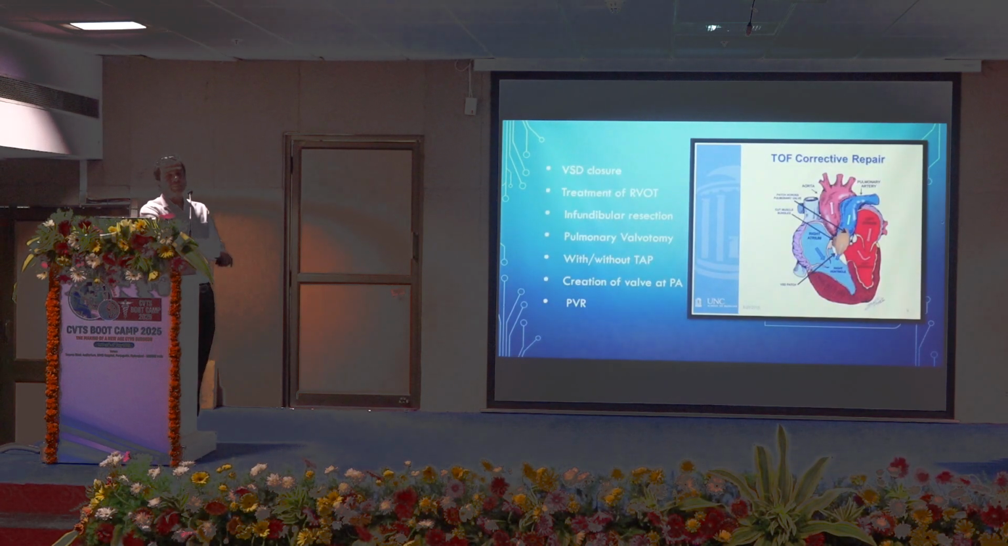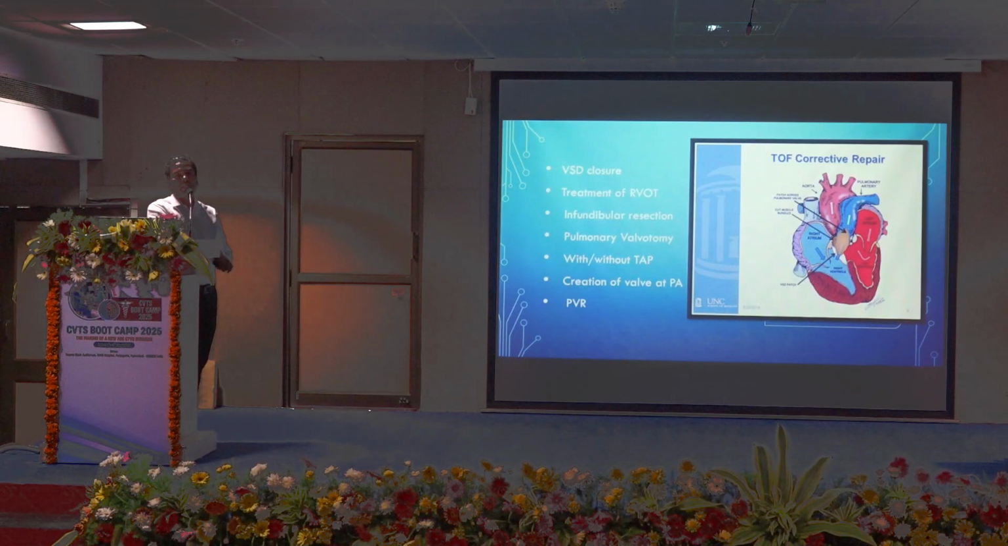Then coming to the corrective surgery of tetralogy of Fallot, what we do? We close the VSD. You see, this is the position, this white patch we use, which is a Gore-Tex patch. We close the VSD. Then we do infundibular resection. The subvalvular area where there is obstruction, we cut the muscles and remove that obstruction. Then we do pulmonary valvotomy.